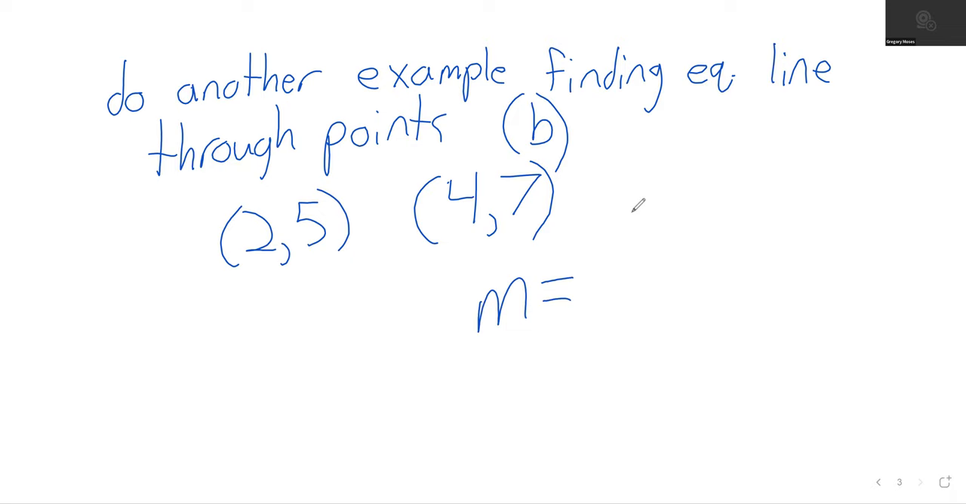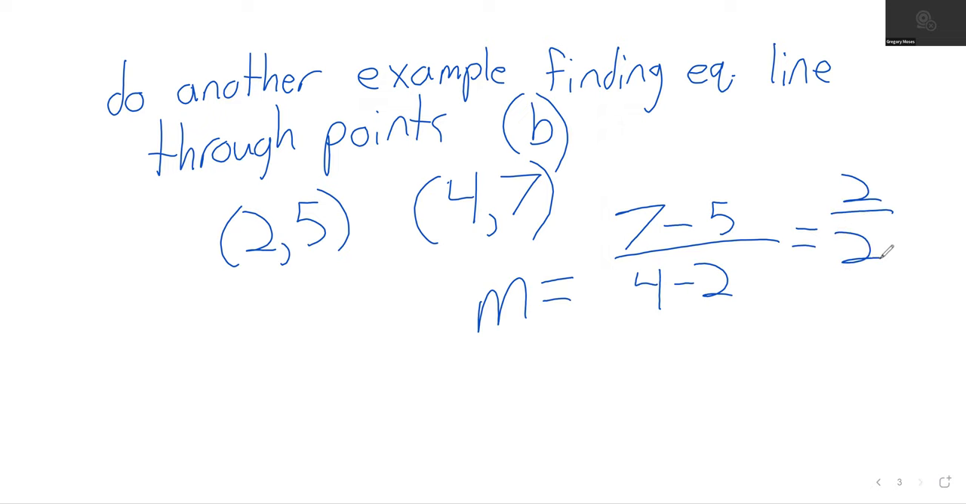So M is the rise over the run, which, wasn't my intention, but I gave us some pretty nice points. The rise and the run are both 2. So the slope is 1.